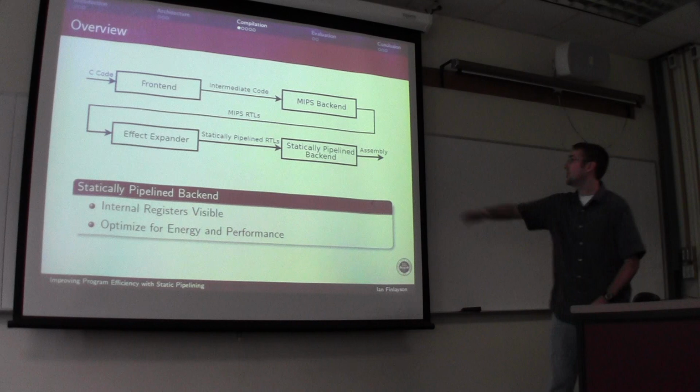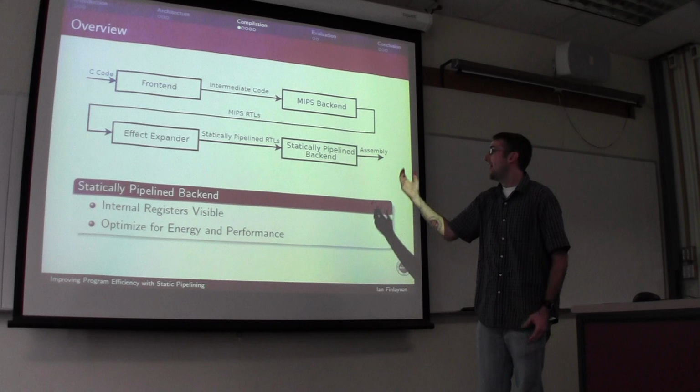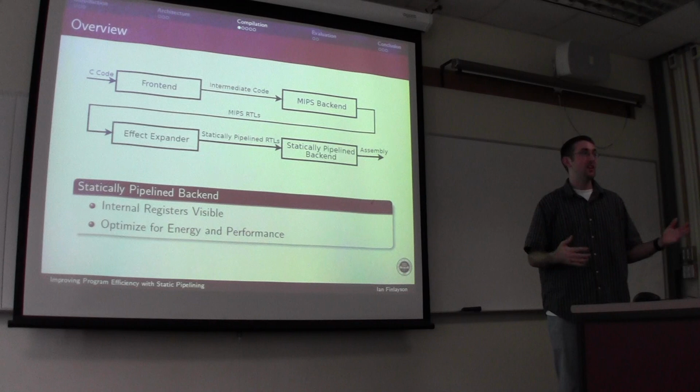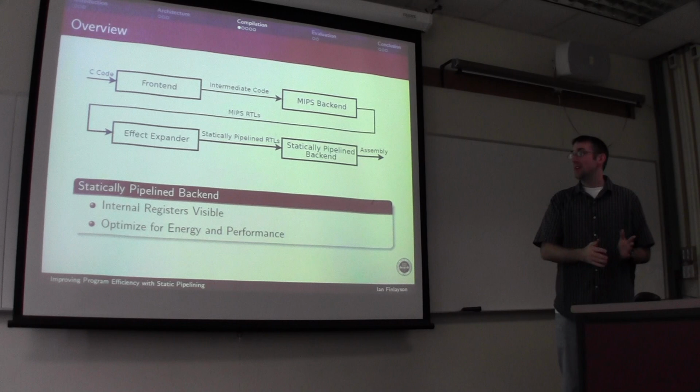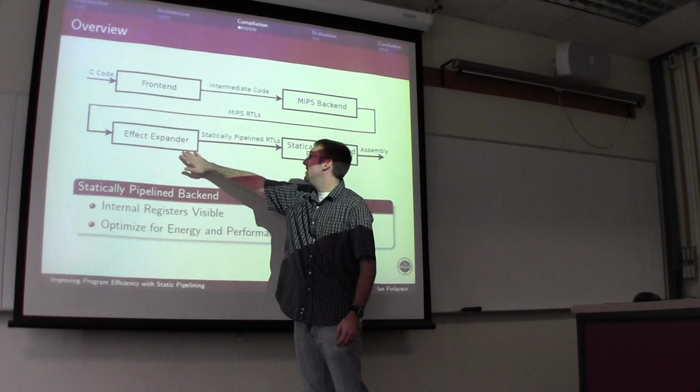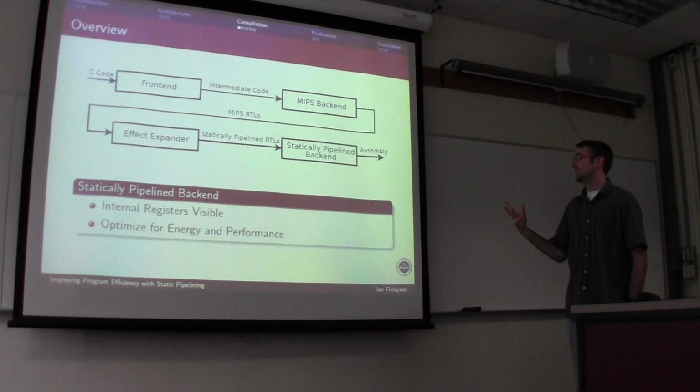So we generate the MIPS RTLs, which is the intermediate format our compiler uses. And then the problem here is that these MIPS RTLs do things that can't be done in one instruction on a static pipeline, such as reading two registers, then adding them together, then storing them back to the register file. So we have to break those up into individual pipeline effects. And that's done by the effect expander here. And then those RTLs are finally compiled and optimized for a statically pipelined assembly language.